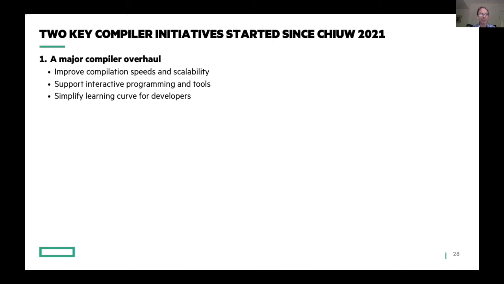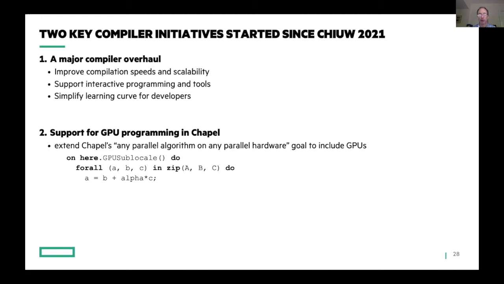And then the second theme is about supporting GPU computing within Chapel. So code generating Chapel code down to GPUs, which is something that's been done in prototypical ways over the years, but has never really existed in the official releases. And this really fulfills Chapel's any parallel algorithm on any parallel hardware theme.